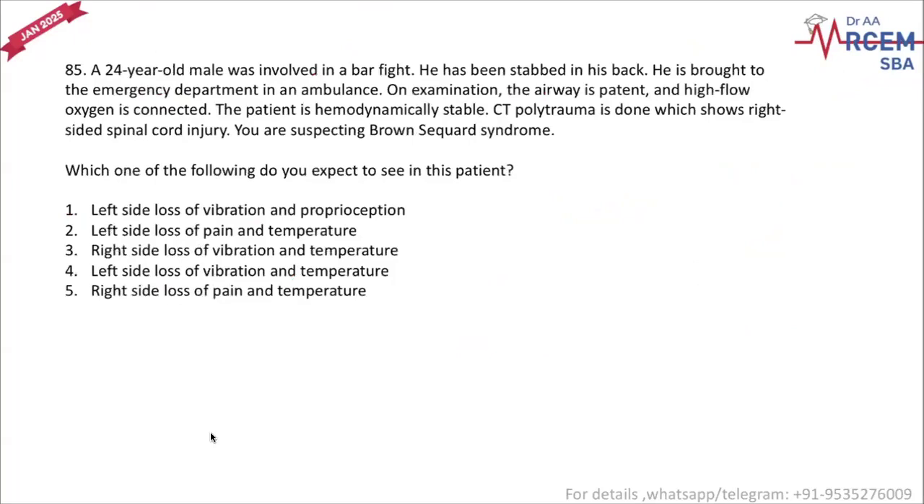A 24-year-old male was involved in a bar fight and has been stabbed in his back. He is brought to the ED in an ambulance. On examination, the airway is patent. High flow oxygen is connected. He is hemodynamically stable. CT polytrauma is done.